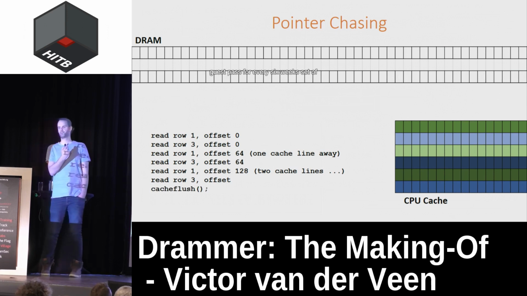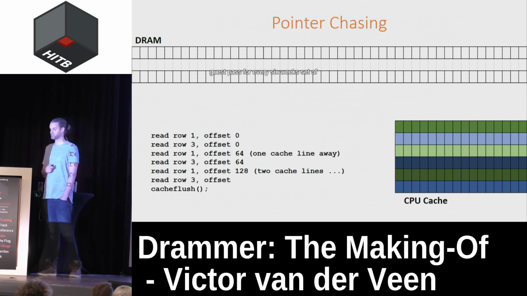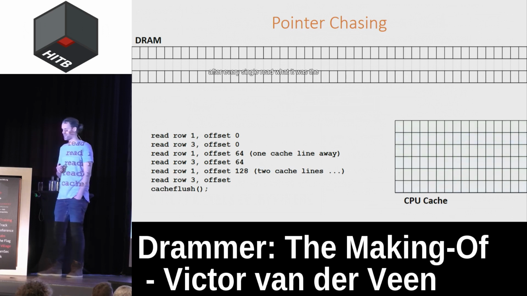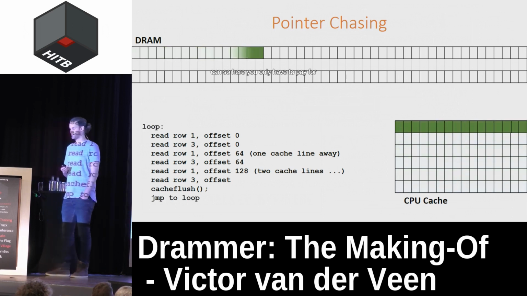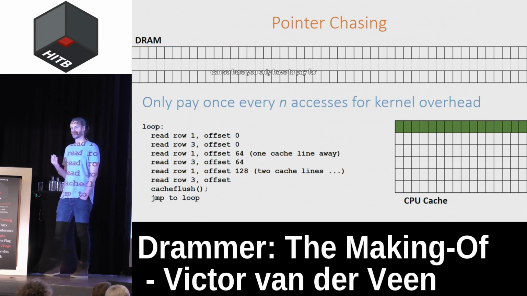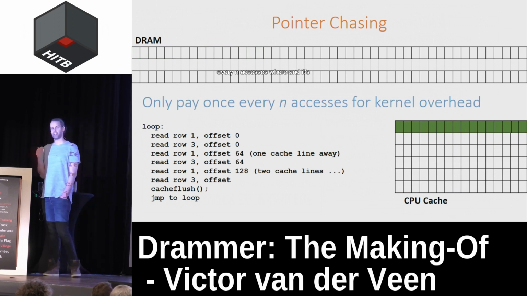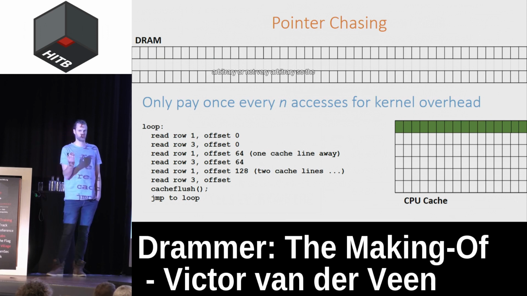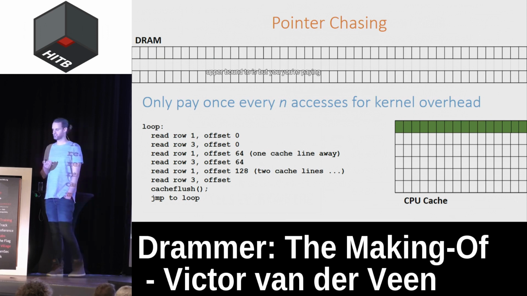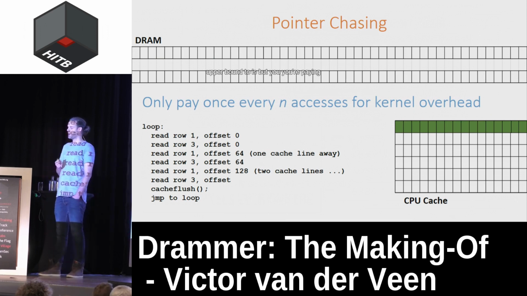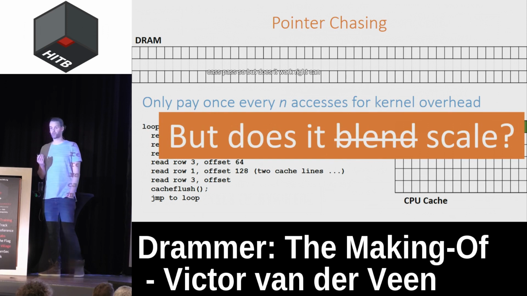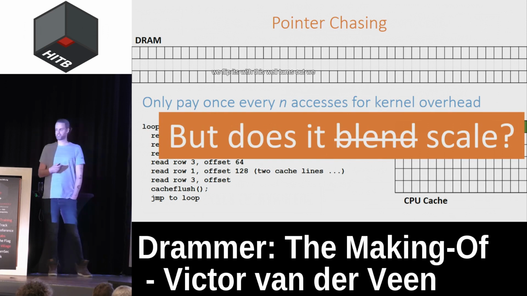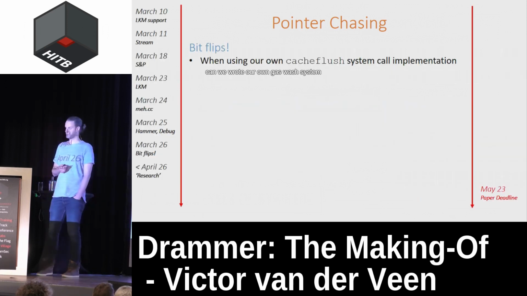So now we only have to do a cache flush for every 6 reads, instead of after every single read. We flush the cache, and then we loop back and read again. Here you only have to pay for every n accesses, where n is not entirely arbitrary, there's an upper bound to this. But you're paying less for the kernel overhead introduced by cache flush. But does it work? Can we flip bits with this? Well, turns out we can.